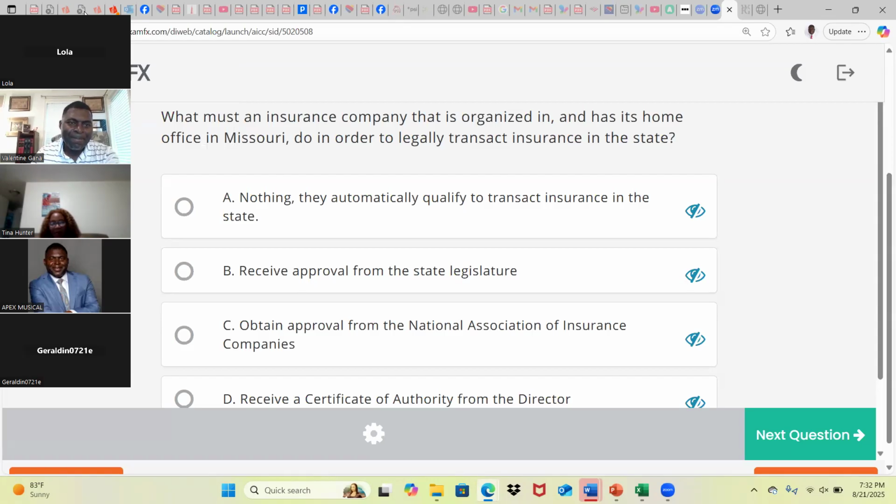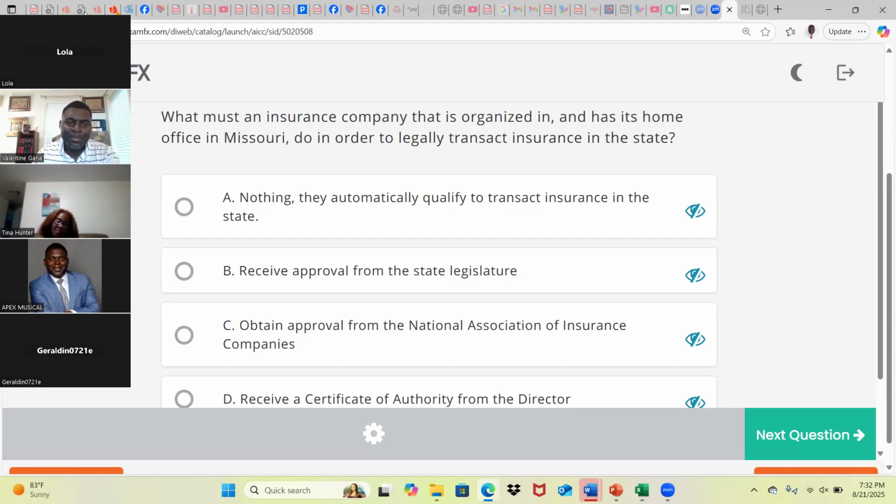What must an insurance company that is organized in and has its home office in Missouri do in order to legally transact insurance in the state? A, nothing. They automatically qualify to transact insurance in the state. B, receive approval from the state legislature. C, obtain approval from the National Association of Insurance Companies. D, receive a certificate of authority from the director.